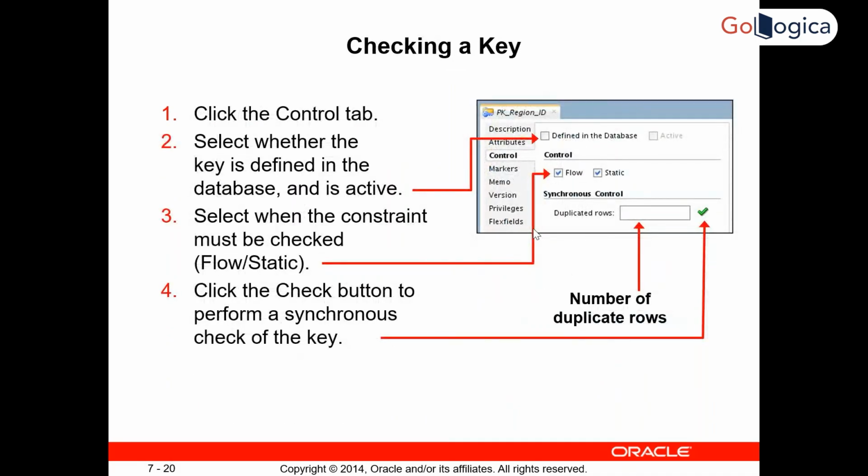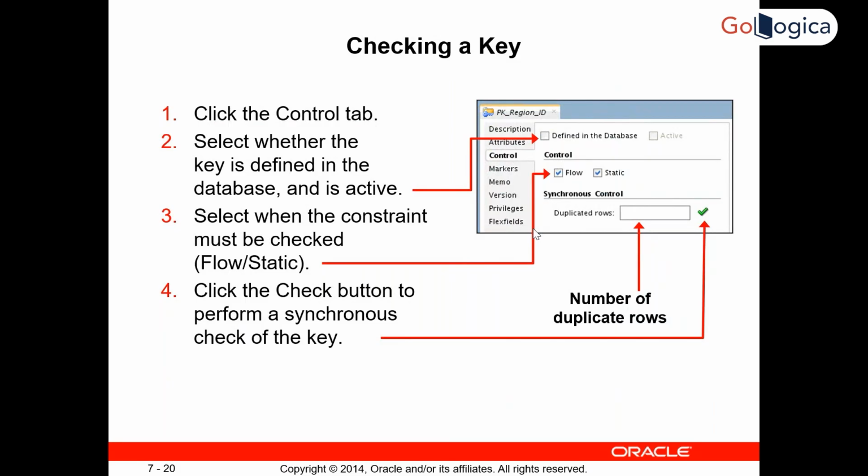I can go and check the control tab, and check this flow and static check. If you click the tick mark, it tells how many error records there are for the primary key. If we made that a primary key column, it counts and gives you the number of error records.